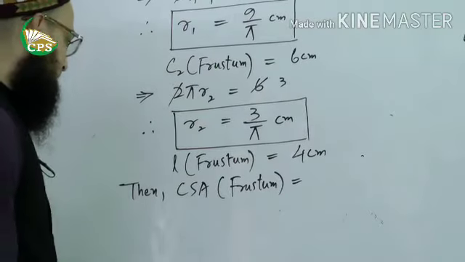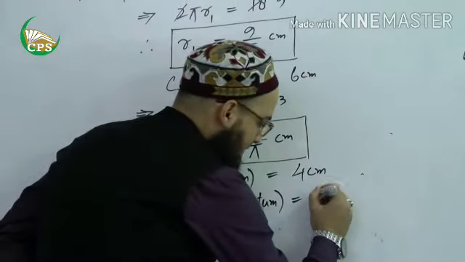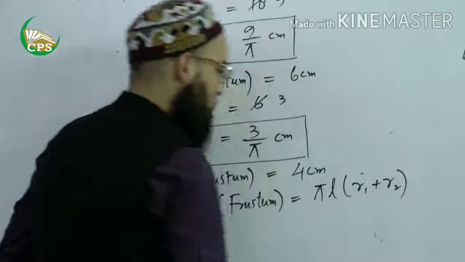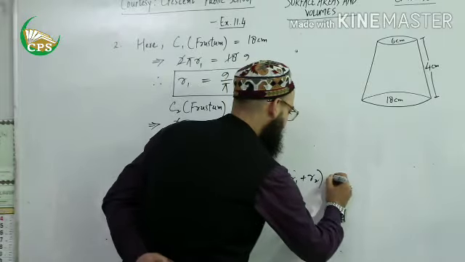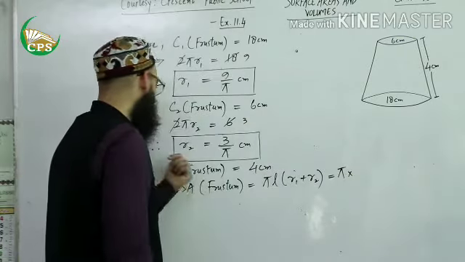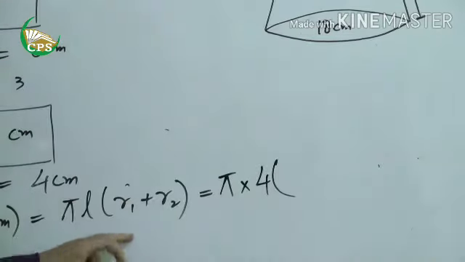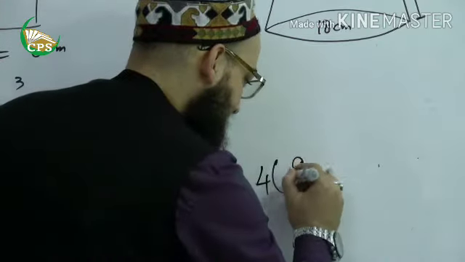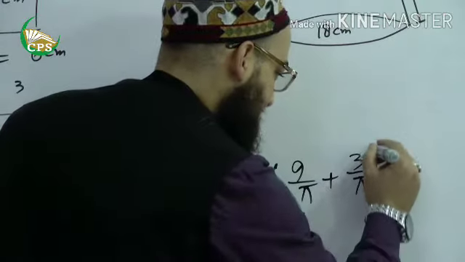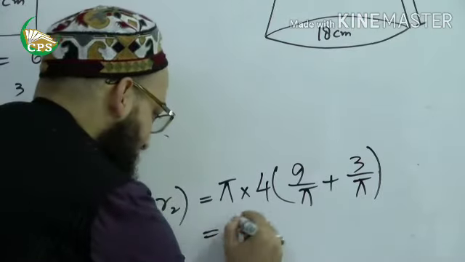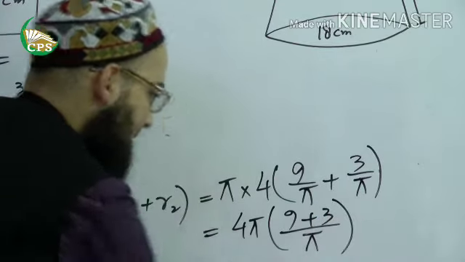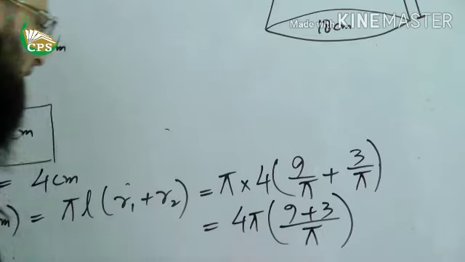You know the formula: curved surface area of frustum is pi L times (r1 plus r2). You can substitute: pi times, now L is 4, then start the brackets, r1 is 9 by pi plus r2 is 3 by pi. So on solving, I'll get 4 pi times (9 plus 3) divided by pi, because there's a common denominator, pi.